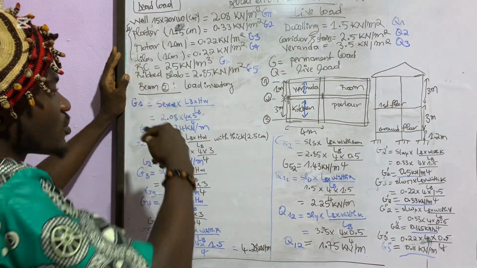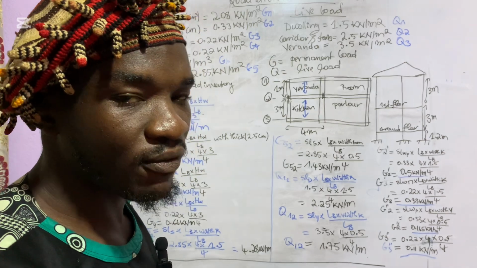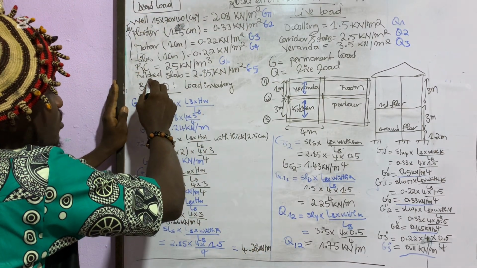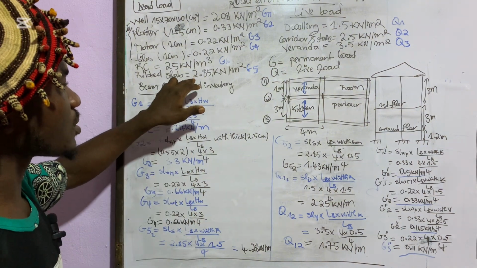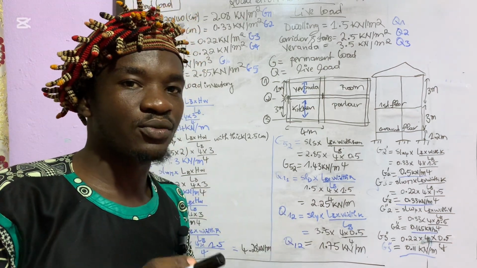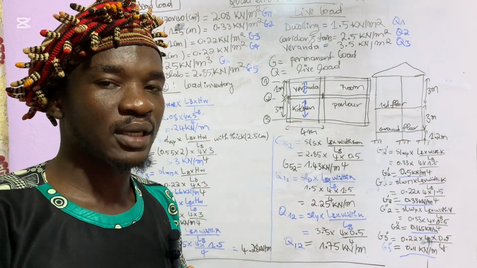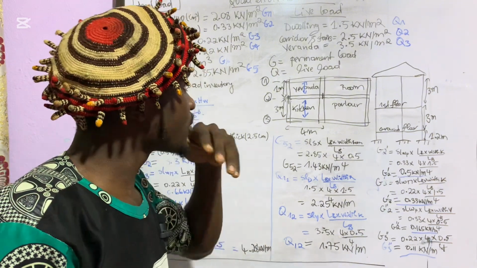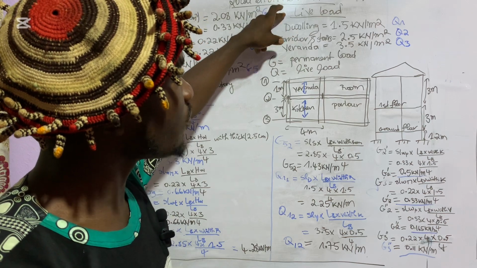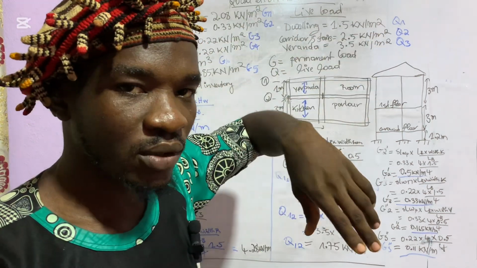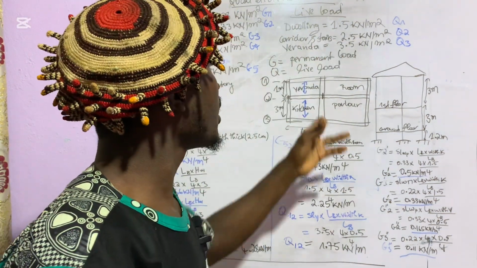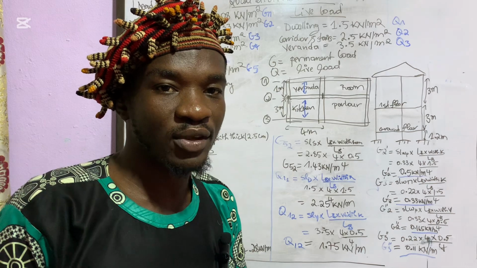Then we have the reinforced concrete. The unit weight of reinforced concrete is 25 kilonewton per meter cube. We also have the ribbed slab, equal to 2.85 kilonewton per meter square, because we are not going to use a reinforced concrete slab, we are going to work with a ribbed slab. Concerning the live load, because these are dead or permanent loads, for a dwelling we have 1.5 kilonewton per meter square. For a corridor or stairs we have 2.5, and for a veranda you have 3.5 kilonewton per meter square.